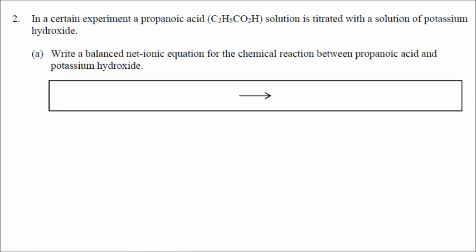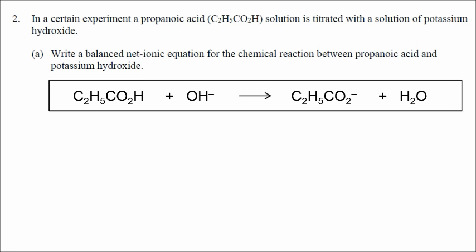All right, number 2. We're starting with propanoic acid, and we're titrating it with potassium hydroxide. The balanced net ionic equation for this reaction between a weak acid, propanoic acid, and potassium hydroxide, a strong base: I'm going to write the propanoic acid formula, but I'm only going to write hydroxide for my potassium hydroxide since potassium is going to be a spectator ion. Then I get water, but I also get the propanoate conjugate base, which has a charge of -1. So here's our overall equation.